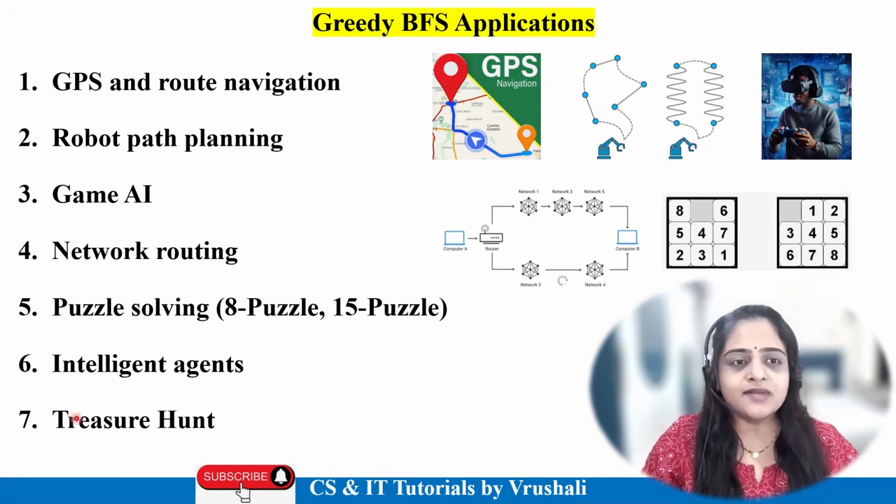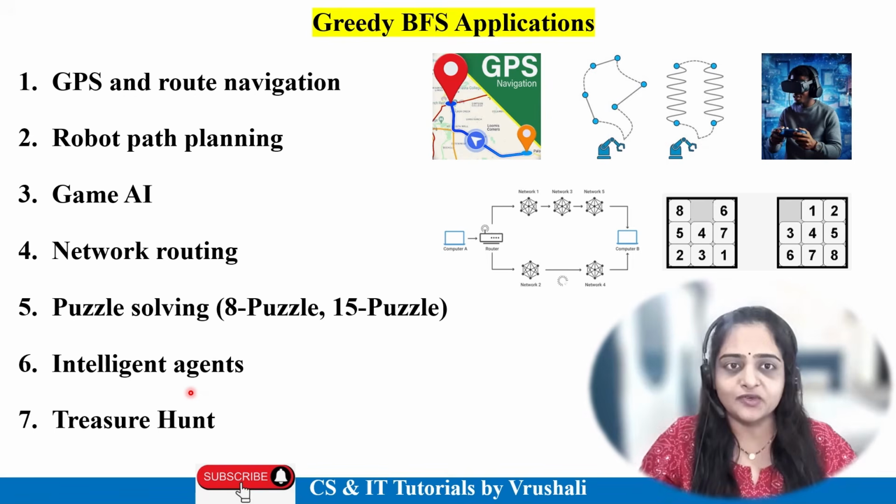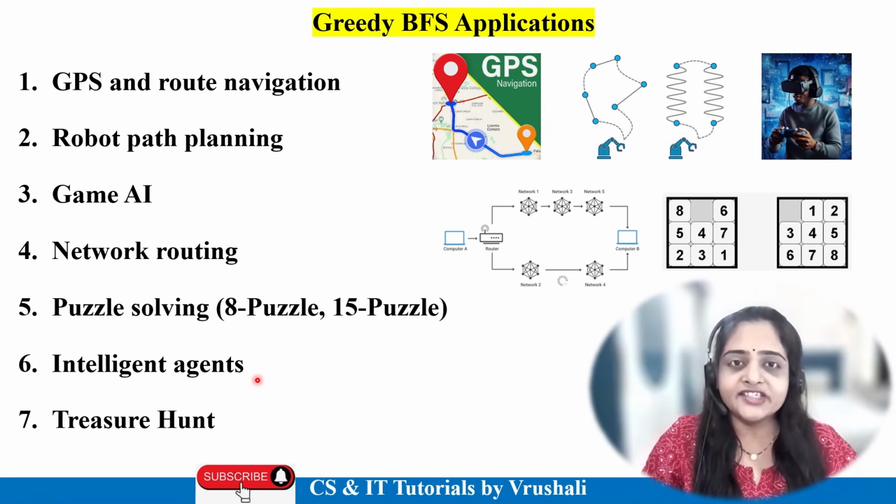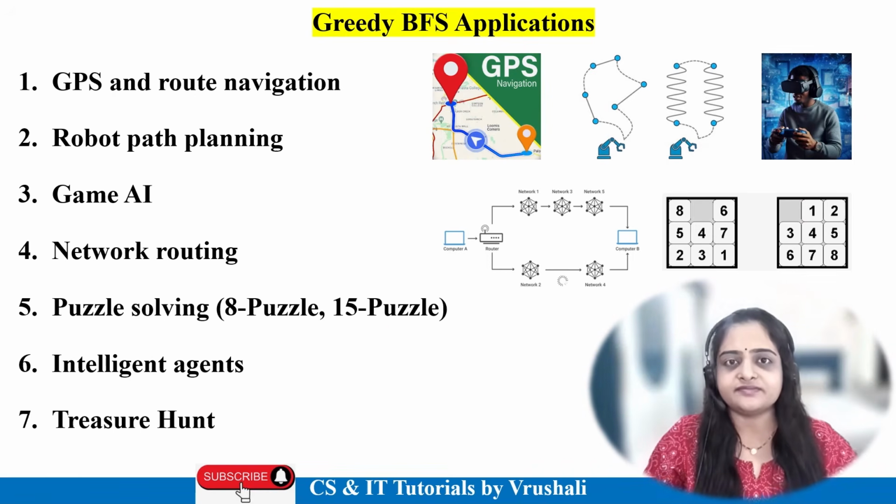Now these are some applications where this algorithm is actually used to find the shortest route and shortest path by using heuristic value. Like GPS and route navigation systems, robot path planning, gaming AI, network routing, puzzle solving, intelligent agents, treasure hunt. So these are the real life applications.